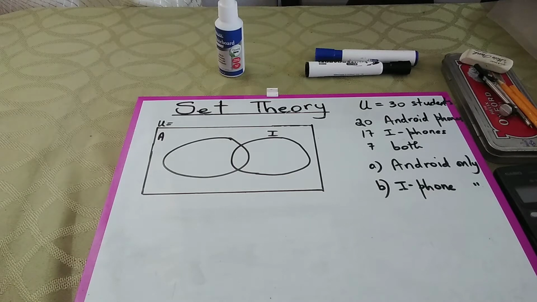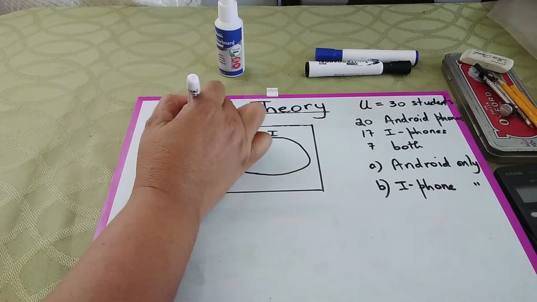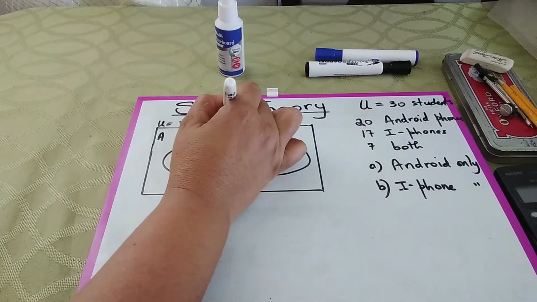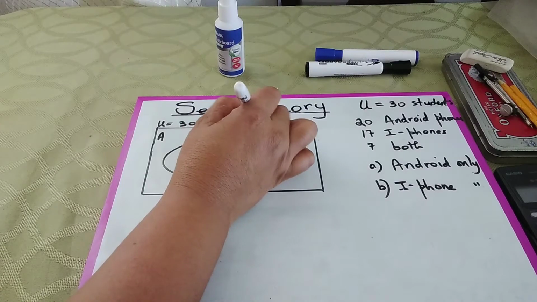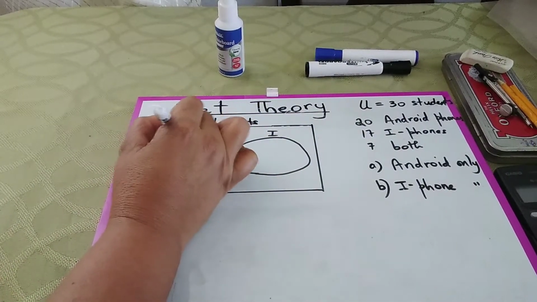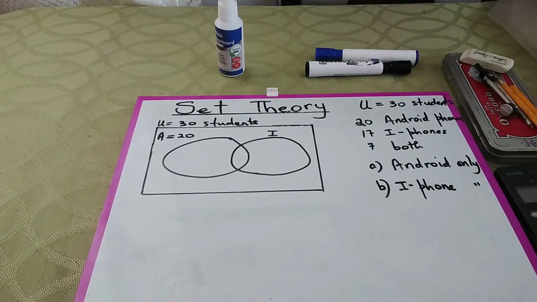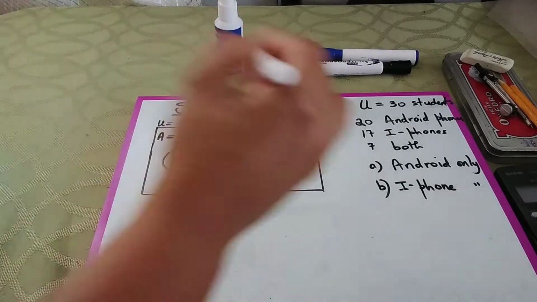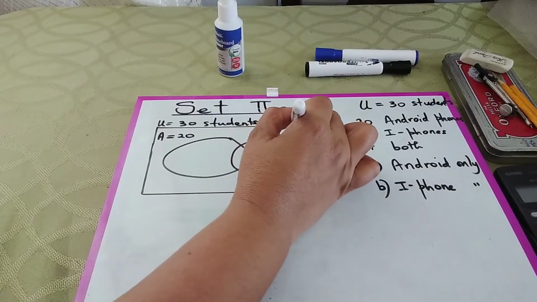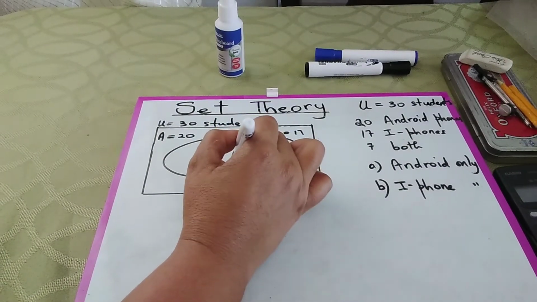Now, first thing we do is to put in the numbers that we have. So, universal set would be 30 students. Android phones, notice where I'm putting the 20, right up here. And iPhones, I'm putting the 17 up here. And both will go right here.